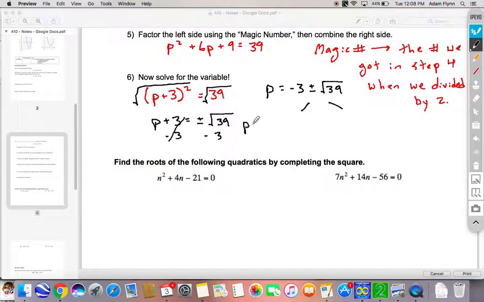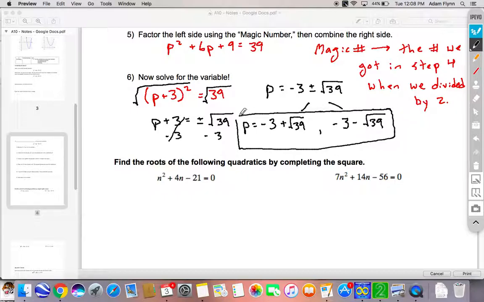p equals negative 3 plus the square root of 39, and it equals negative 3 minus the square root of 39. That's all that plus or minus means. Okay, and that would be my solution.